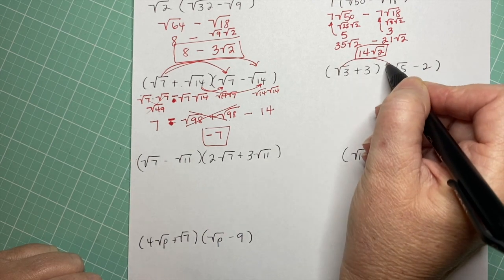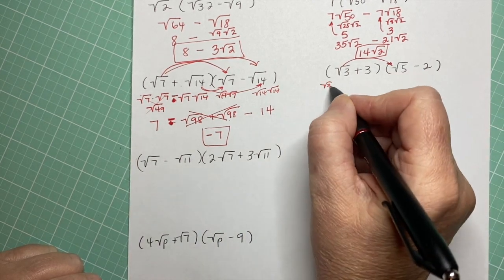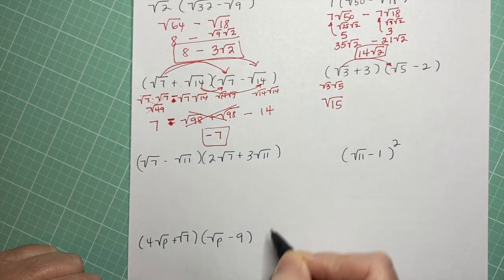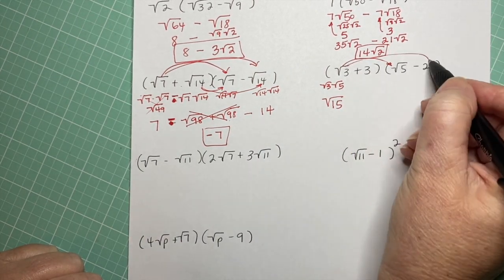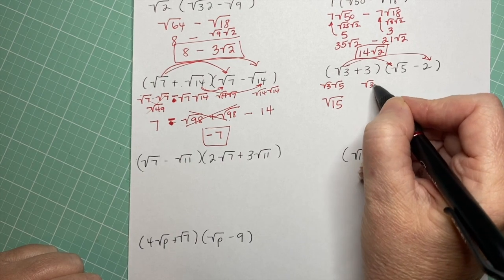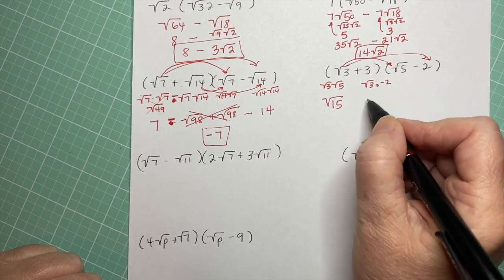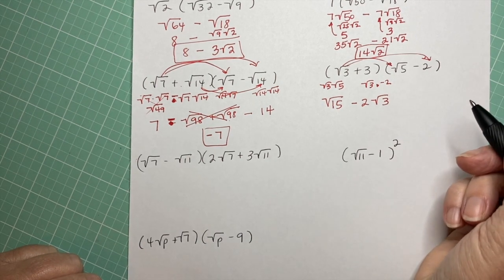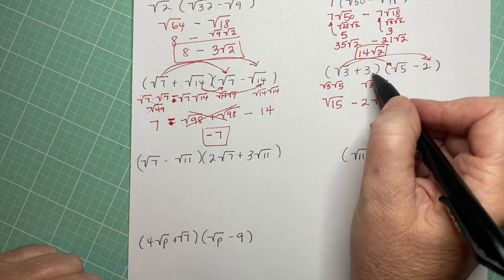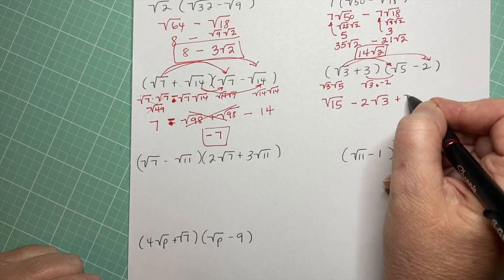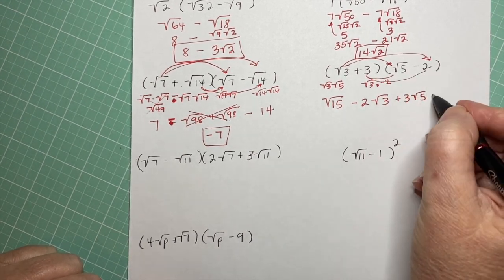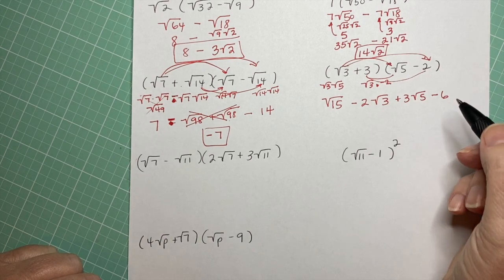We're just going to say the square root of 3. Again, you don't have to show this step. Times the square root of 5 is the square root of 15. And then we do the square root of 3 times a negative 2. We're multiplying, so that's a negative 2 square roots of 3, because we can't really multiply number times square root. Inside would be a plus 3 square roots of 5. And then last would be a negative 6.